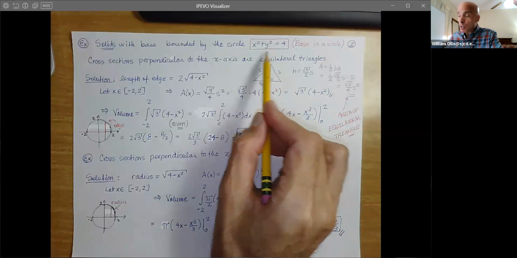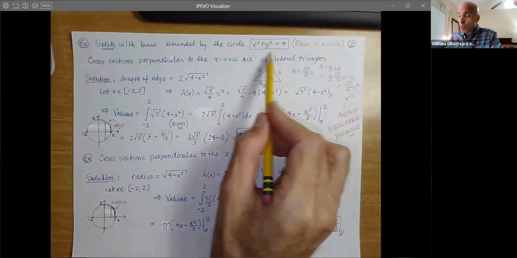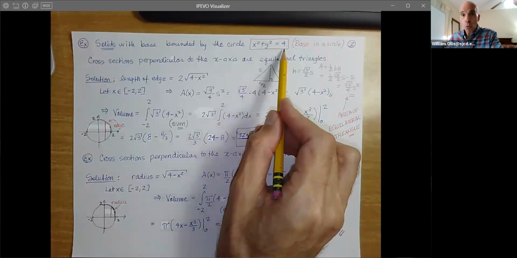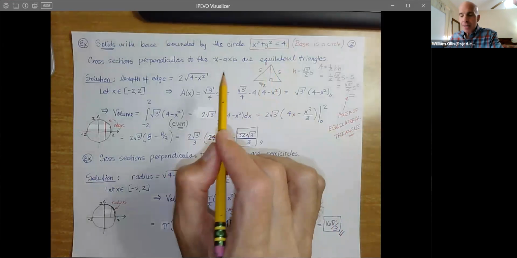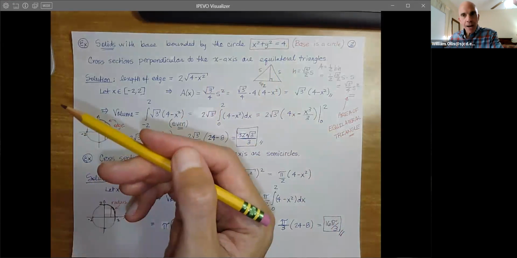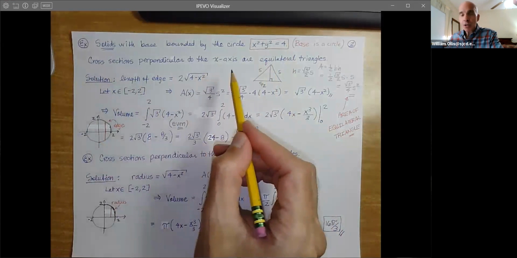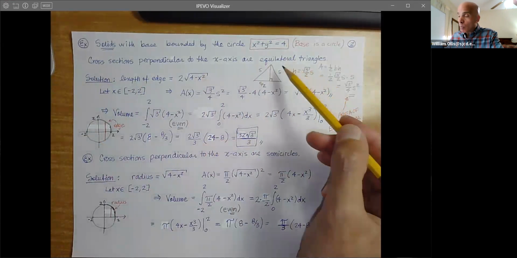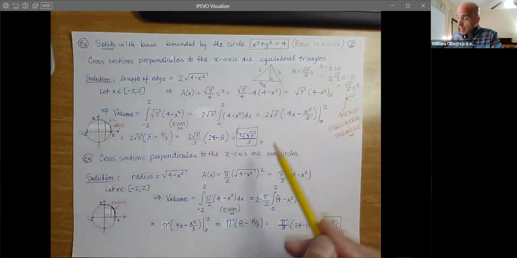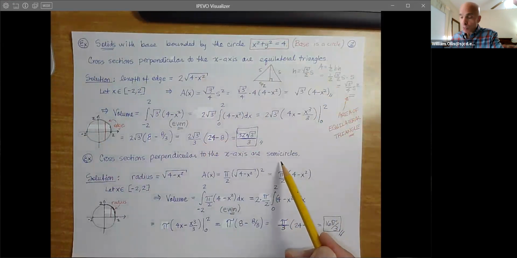That is, in this case, the base is the circle x squared plus y squared equals 4. So we take that region bounded by this circle. And then what is described, that is, cross sections perpendicular to the x-axis, are given. In the first case, we have equilateral triangles. And in the second case, we have semicircles.